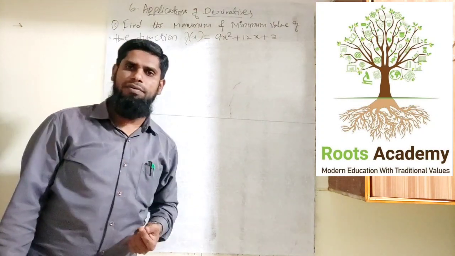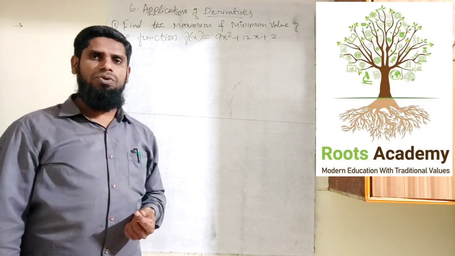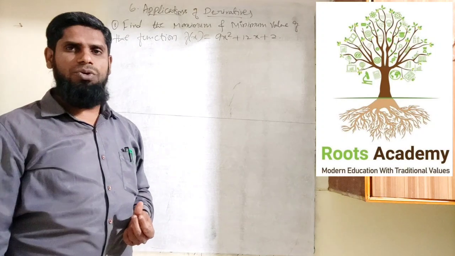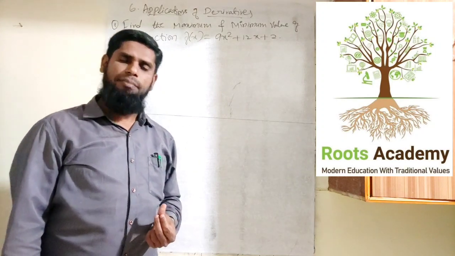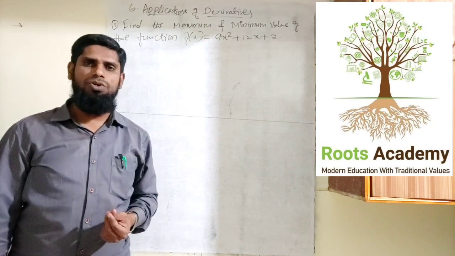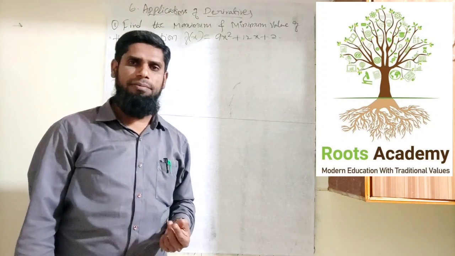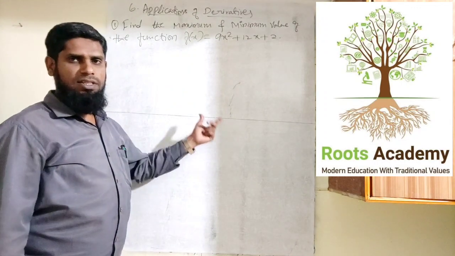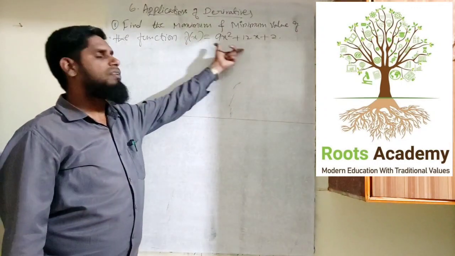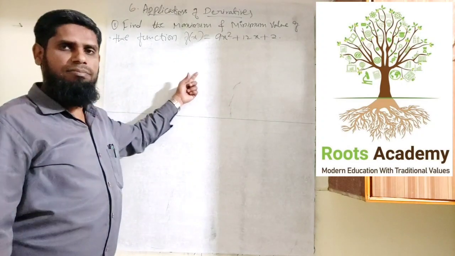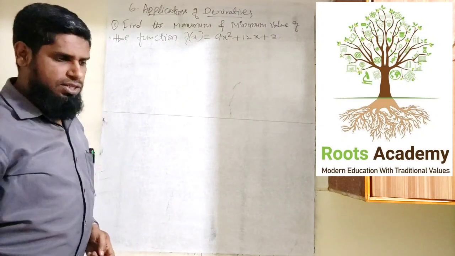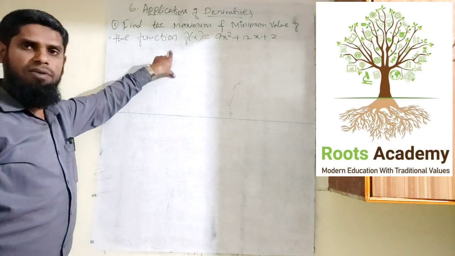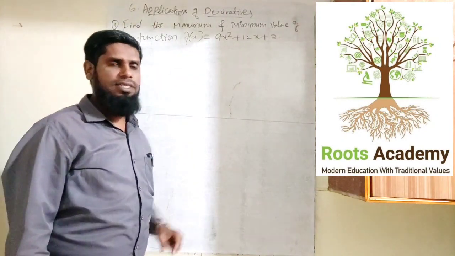If the second order derivative is greater than 0, then we will declare the function is minimum. If it is less than 0, we will declare the function is maximum. If it is equal to 0, then it is neither a minimum nor a maximum. And to find the maximum and minimum value, obviously we will substitute the critical points in the given function. Then we will get the minimum and maximum values. These are the two methods we should follow here. So for this particular problem I will apply the first derivative test.